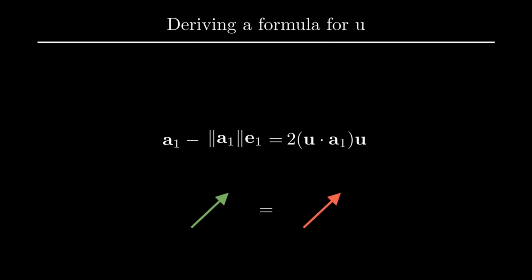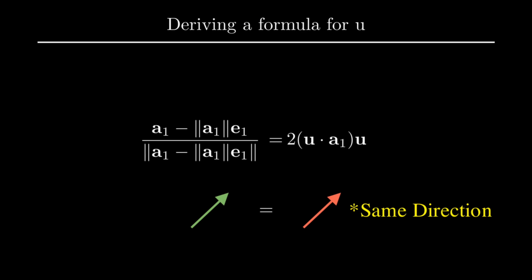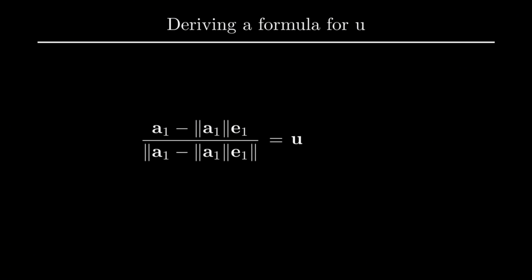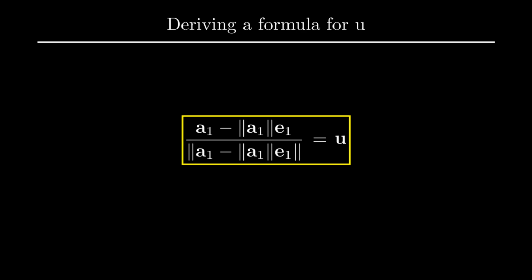From here, we use a little bit of geometric intuition. Recall that this equation is essentially saying that a vector is equal to another vector. Hence, in order for two vectors to be equal to each other, their directions must match. In other words, if we find the unit vectors of each vector on both sides, they must be equal as well. So for the left side, we take the whole vector and divide it by its magnitude. And on the right side, since we have a scalar times a unit vector, we can simply drop the scalar. And there we have it. We have found a formula for U.